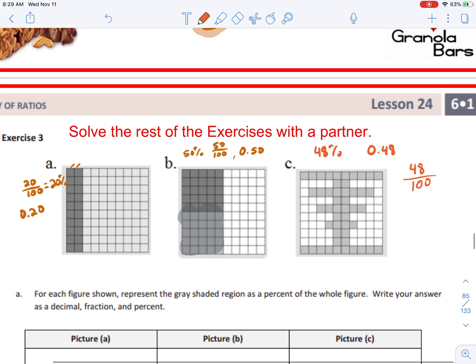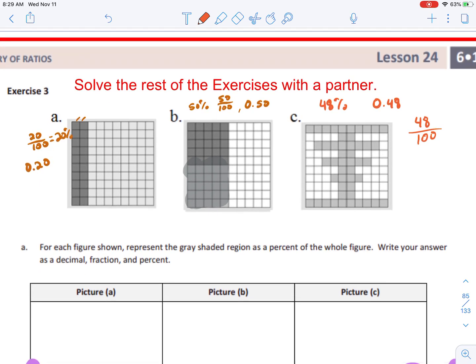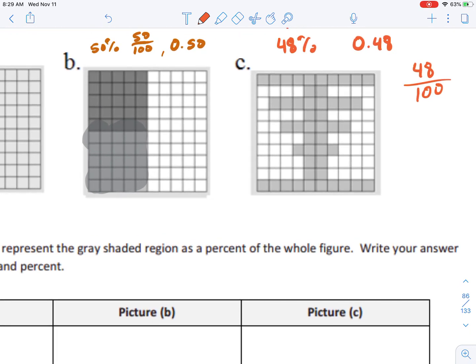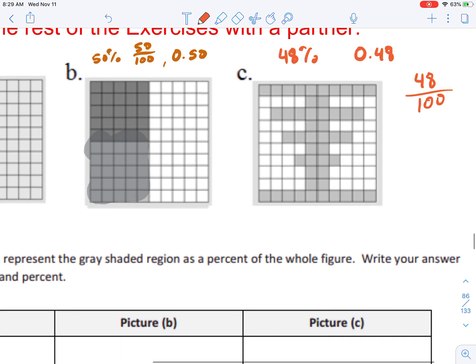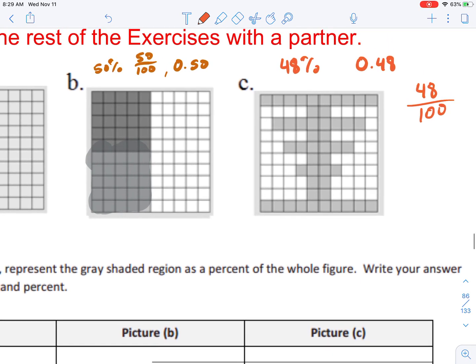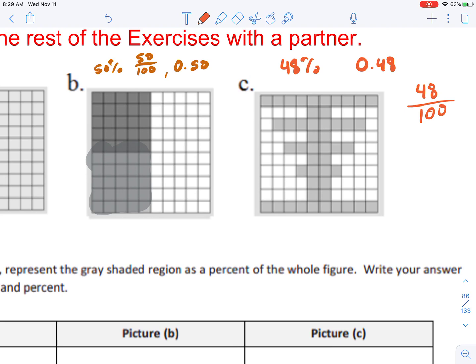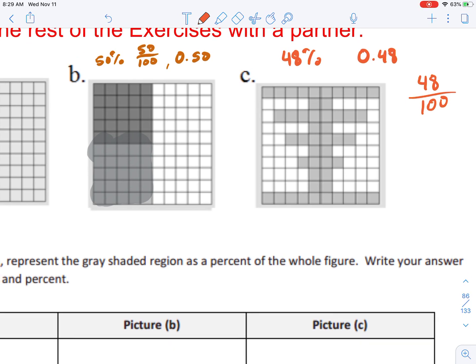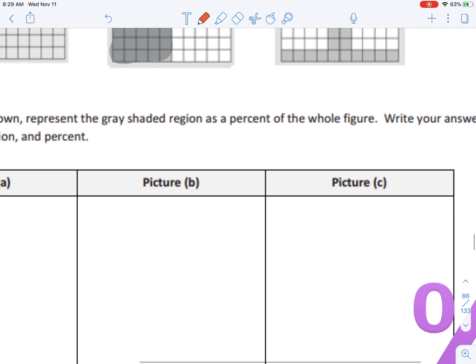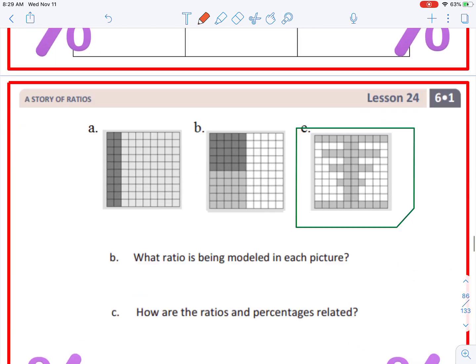So, just some tips to remember. Percentage is always out of 100. The shaded area is the part, 100 is the whole. We have to put the part over the whole, okay, and convert those to fractions and to decimals as well, okay.